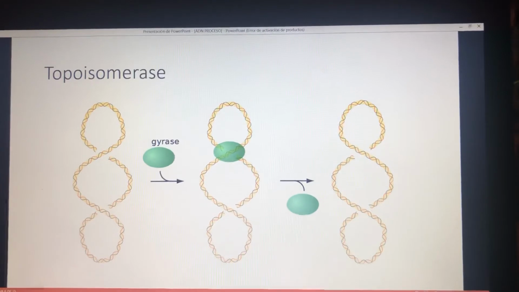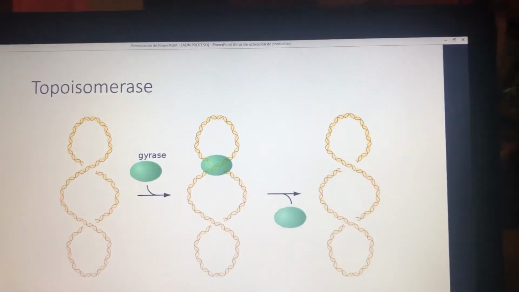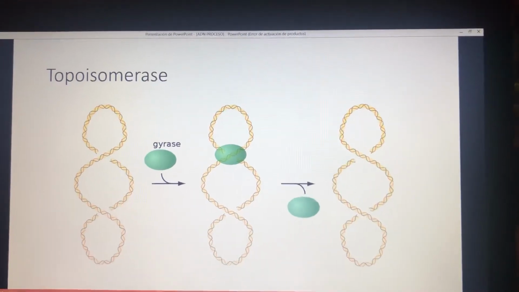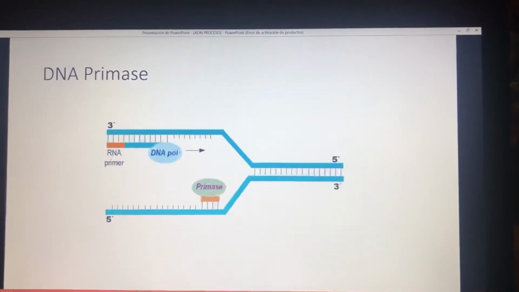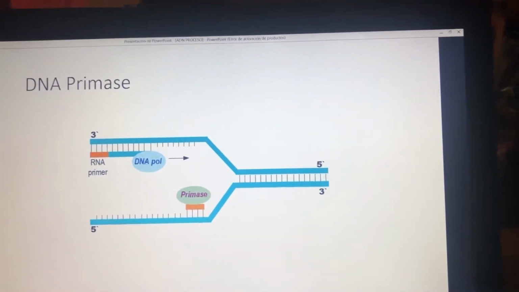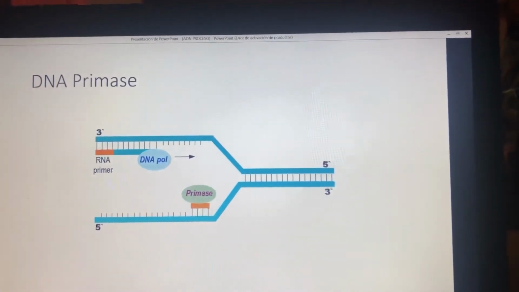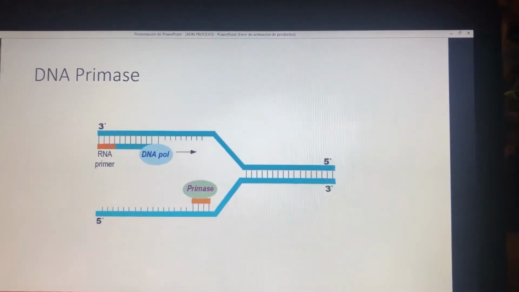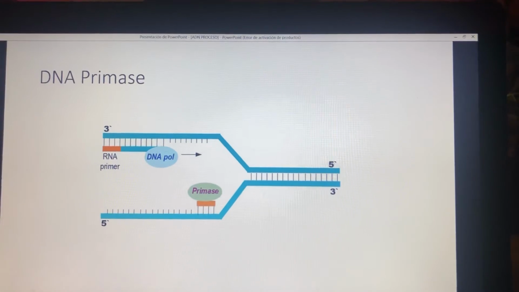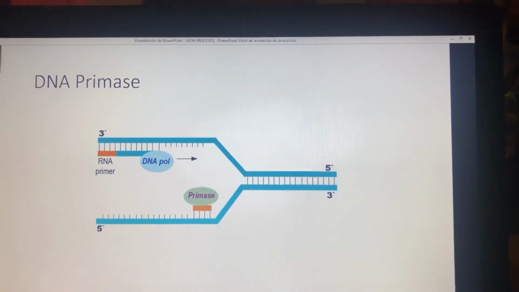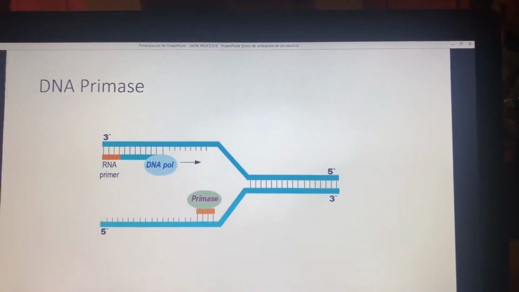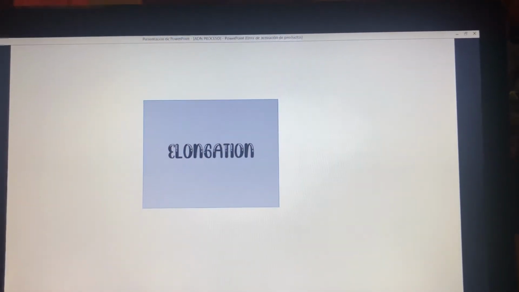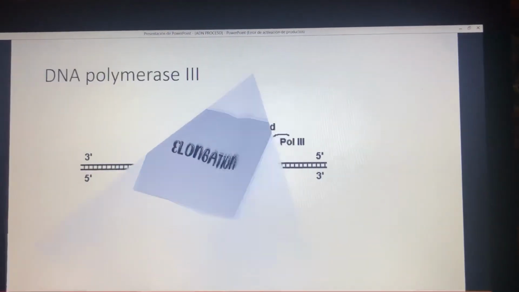Topoisomerase copy the same DNA. After the whole process, the DNA starts the primer that is required to bind to the origin. DNA primase. Once the strands are separated, it requires a primer to join the origin. The primers are short sequences of RNA, about 10 nucleotides. Primase synthesizes the primers. Second phase, elongation.